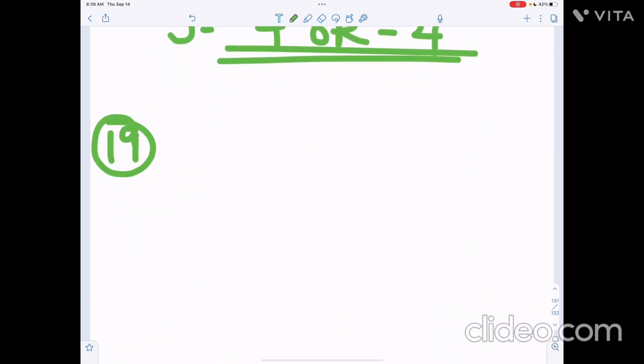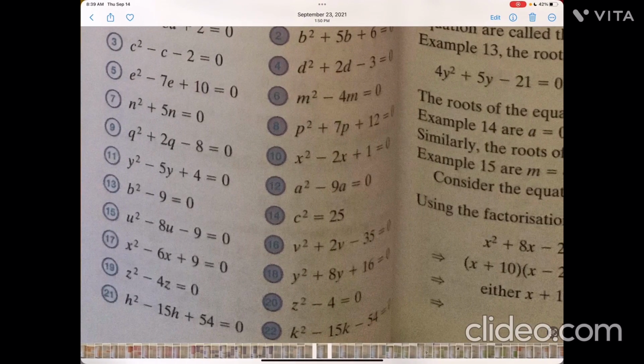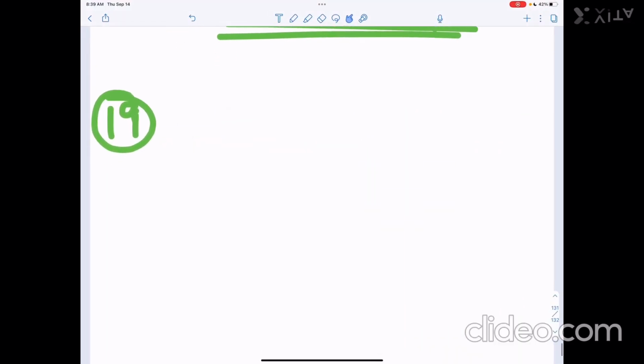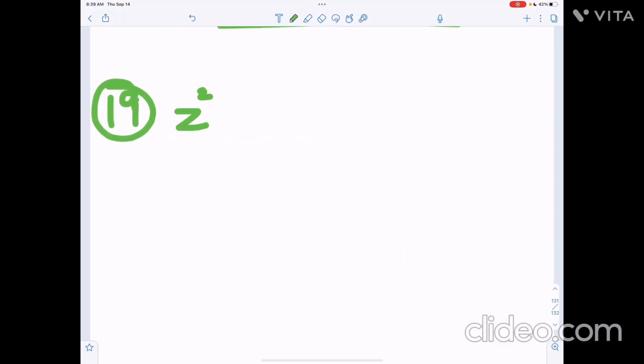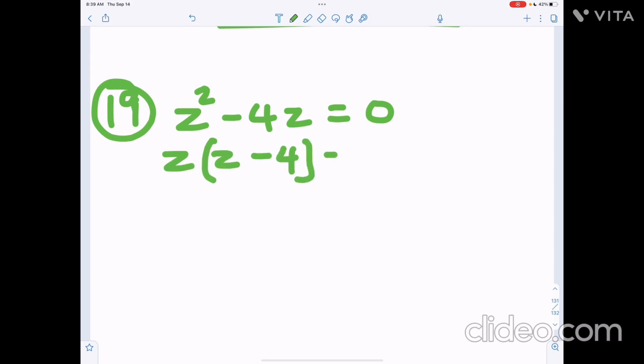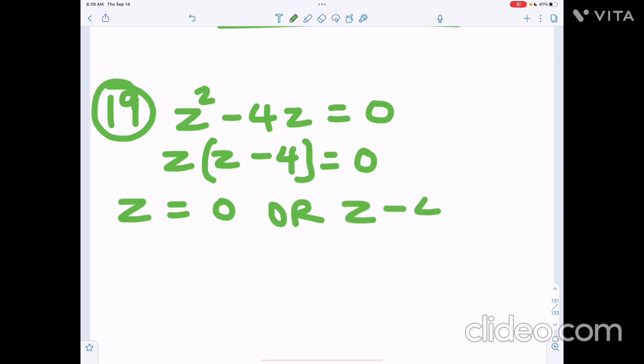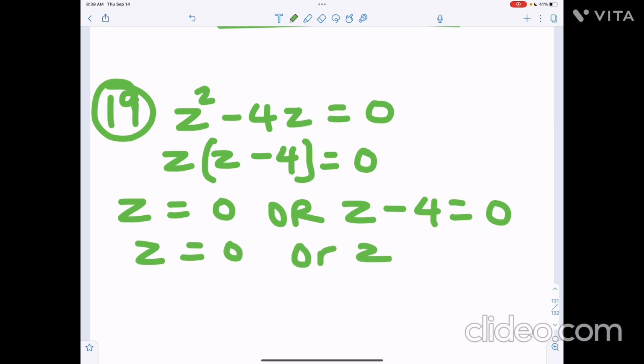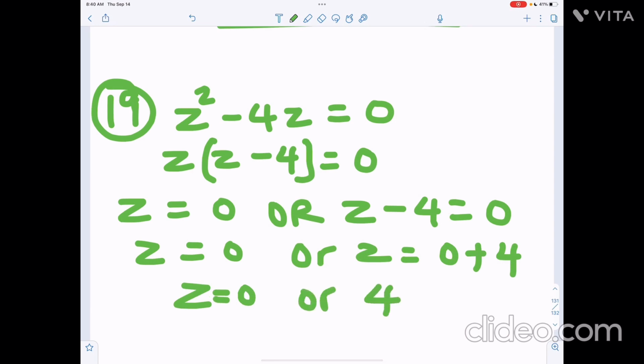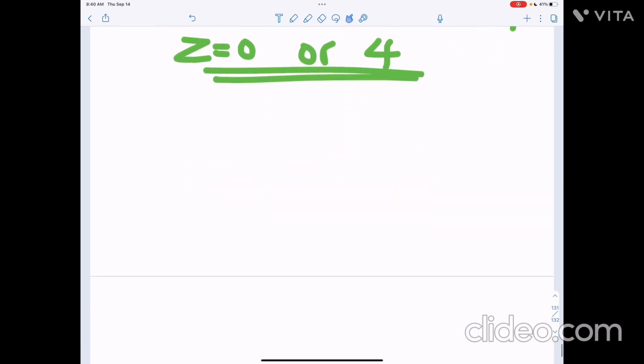Let's quickly answer questions 19 and 20 and maybe rest and continue later. Number 19: z squared minus 4z is 0. z times z minus 4 is 0. So z is 0, or z minus 4 is 0. z is 0, or z is 0 plus 4. So z is 0 or 4. So that ends number 19.